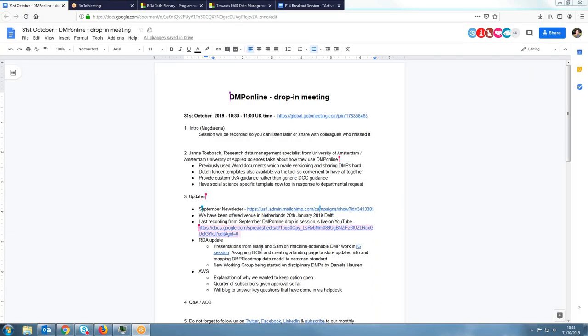There was a plenary in Helsinki last week, and we had a couple of sessions on data management plans. There was one in the Active DMPs interest group, in which Sam and Maria both spoke. So I'll point you through to this. I don't think the slides are actually on there yet, so we'll make sure they're on there today.